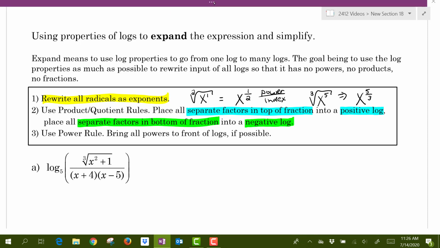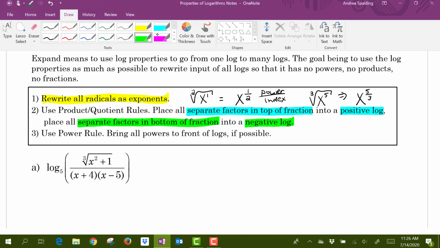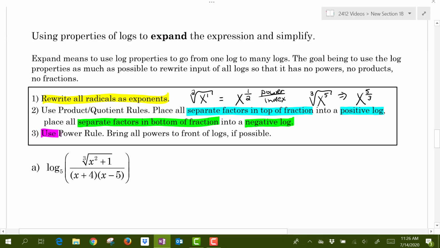And then our last step is to use the power rule. Once we've used the quotient rule and the product rule to stretch it out into a bunch of logs, we're going to look at each individual log, and if all of the input is raised to the same power inside of a single log, then we're going to bring that power and multiply it out to the front of that log. All right. Okay, so let's look at our first example.